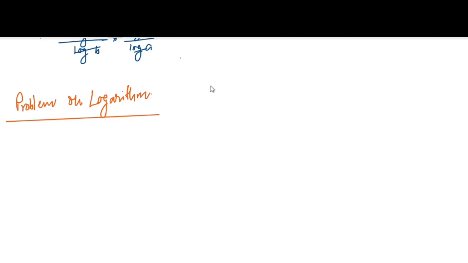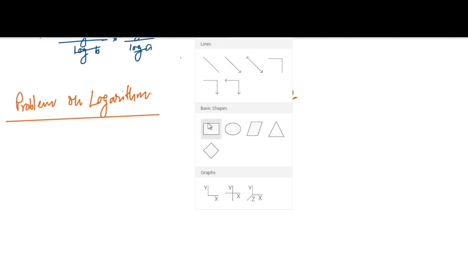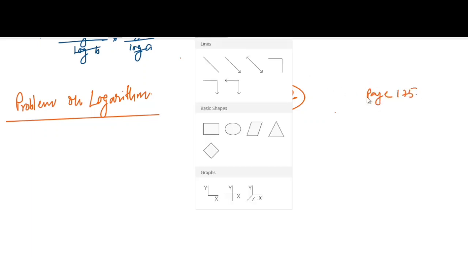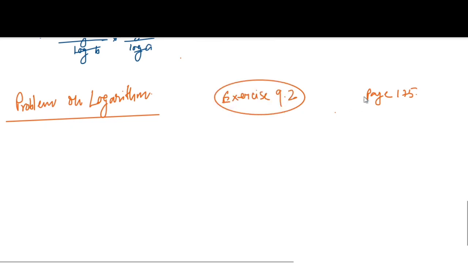The book we'll choose is ML Agarwal, and the exercise 9.2. Because 9.1, I think mostly we can solve, because that only has the basic formulas. So 9.2 we'll choose, and that is page number 175. Let us see the first problem, question number 1.